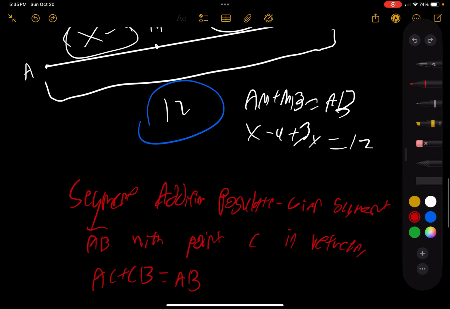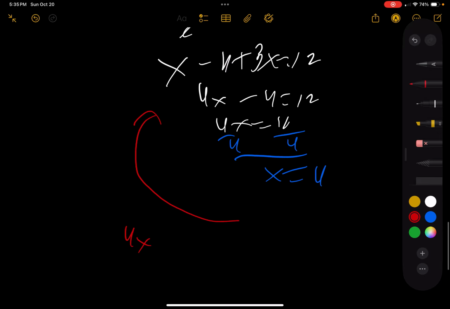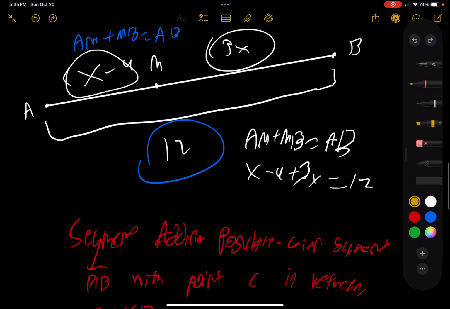We can do it by plugging it into the equation. So 4 minus 4 plus 3 times 4 equals 12. The 4 minus 4 cancels out, and we just get 12 equals 12. That is correct. So that tells us x equals 4. And what if we wanted to find the length of each side? Well, this side's 12, that side's 0.